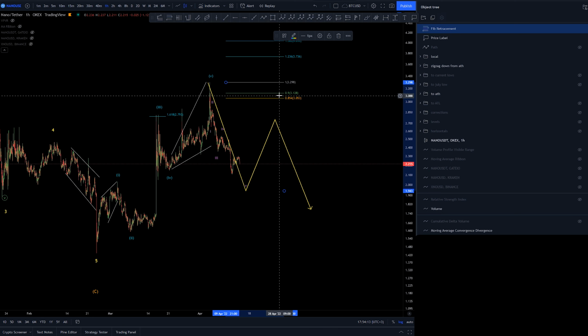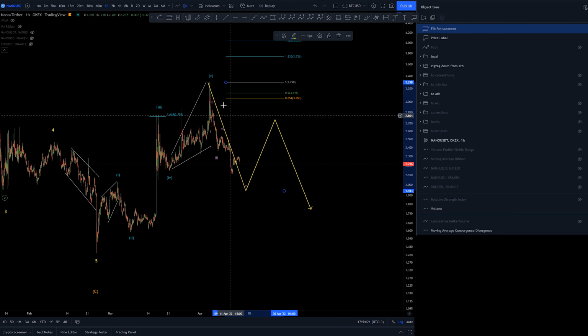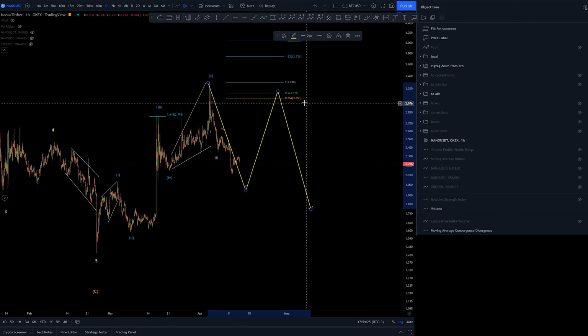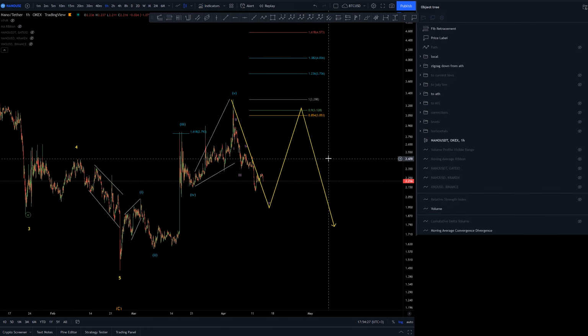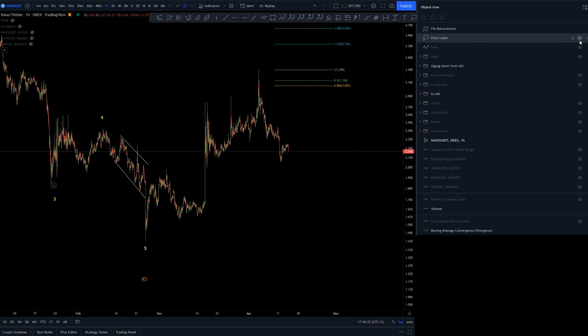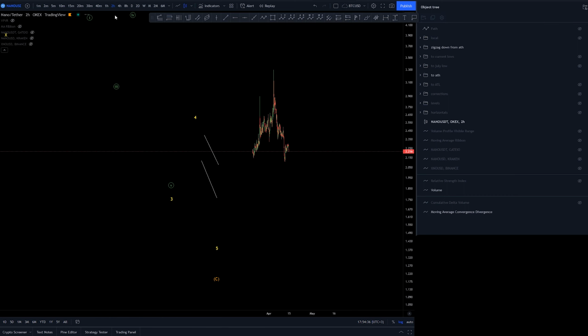If we come here, these are the flat area requirements for me, and in that case I would be searching for a 3-wave move in here, a 3-wave move back up here, and then 5 waves down. That would be qualifying it for a flat. Okay, that is the setup I have for the low time frame.